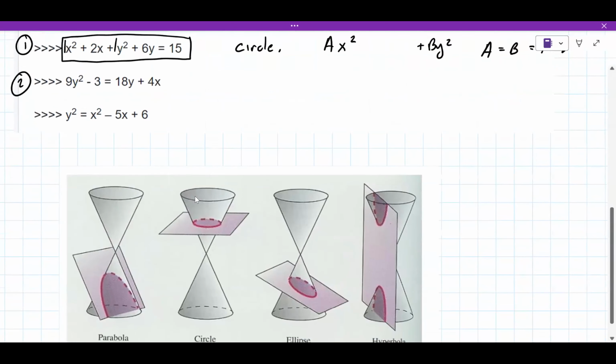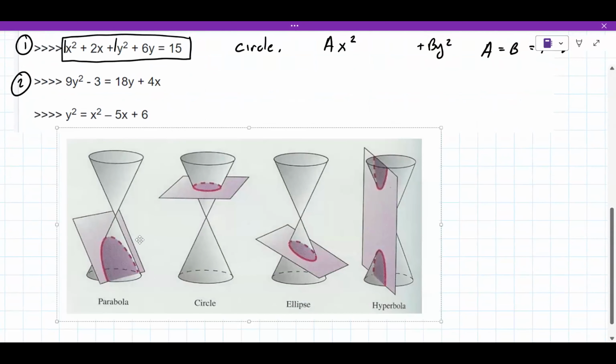All right, so here are the 4 possibilities you got. Take a look. You're looking at the red line. I think it's a parabola. It is a parabola, yeah.